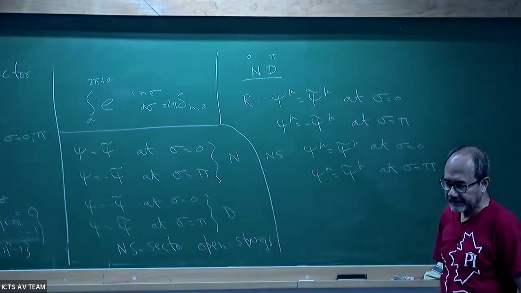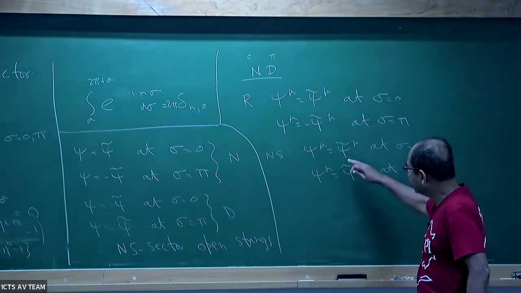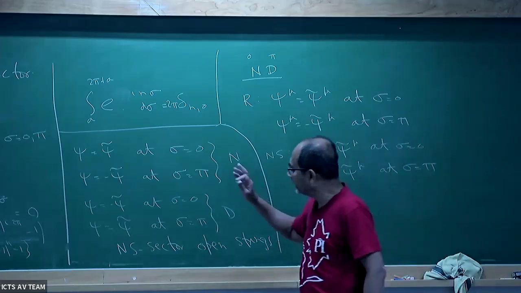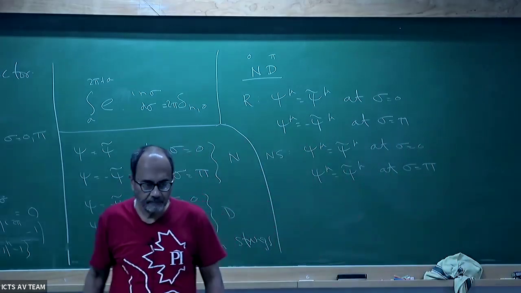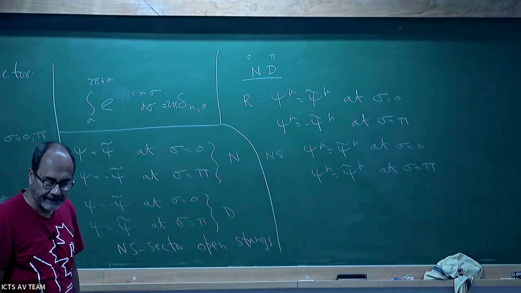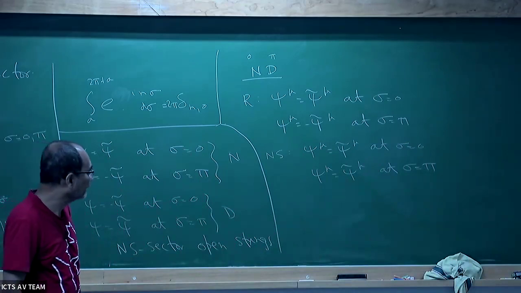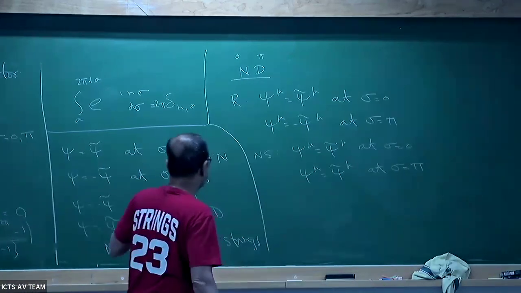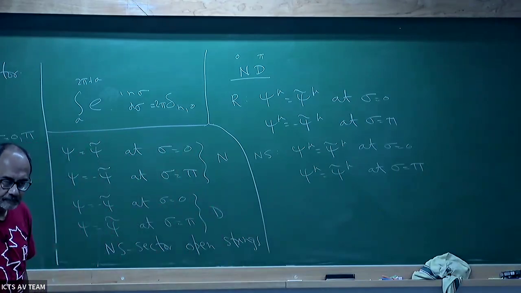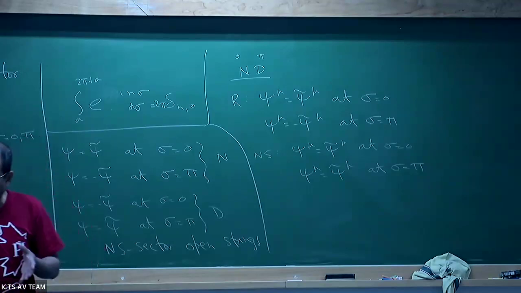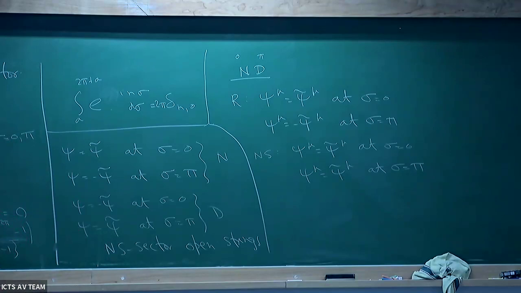So as far as the psi mu is concerned, we see that NS with ND looks like Ramond with NN. Right? NS with ND looks like Ramond with NN. And Ramond with ND looks like NS with NN. But on the X mu's, of course, the boundary condition is determined only by whether it's N or D. Right? There, you don't care about whether it's Ramond or Neveu-Schwarz.